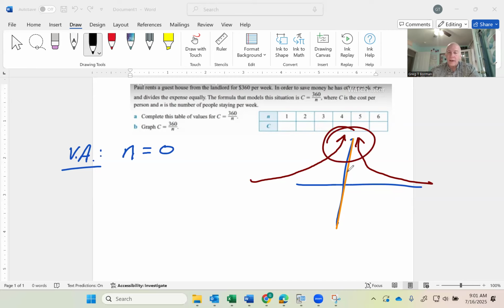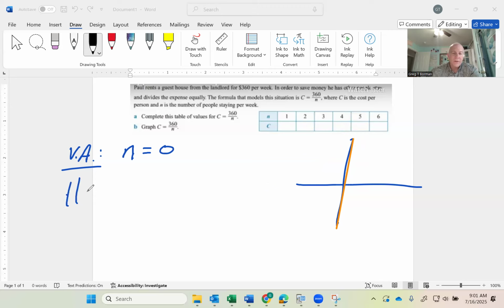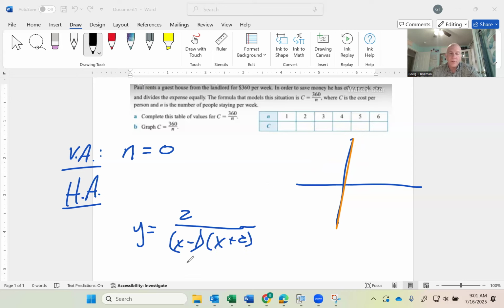At least, as the graph gets close to the asymptote, the vertical asymptote. Okay. What about horizontal asymptotes? Obviously, you can have more than one vertical asymptote. For example, if you've got y equals 2 over (x minus 1)(x plus 2), you can have two vertical asymptotes, and they would be x equals 1 and x equals negative 2.